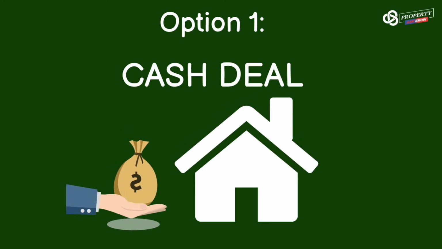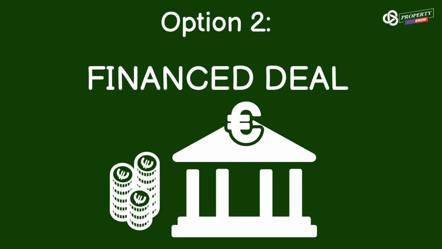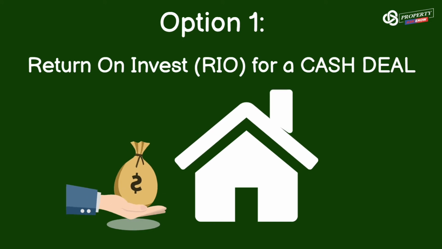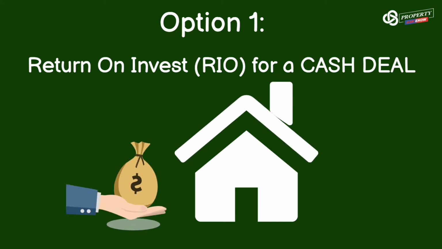Now, suppose you have $1 million to invest in a rental property and you're considering two options. Option one is to do a cash deal with your $1 million, or option two is to make a down payment of 20% and borrow the remainder from the bank. So let's look at option one, the ROI for the cash deal.